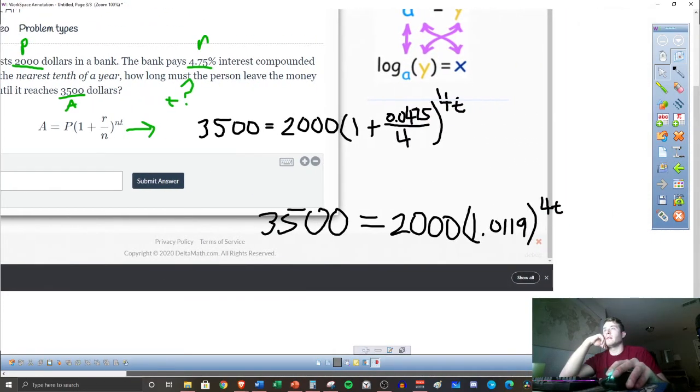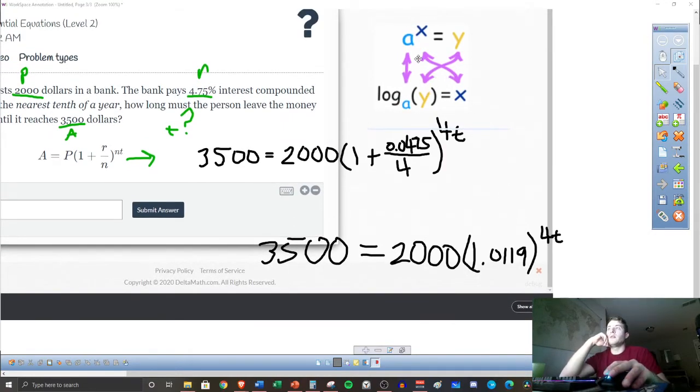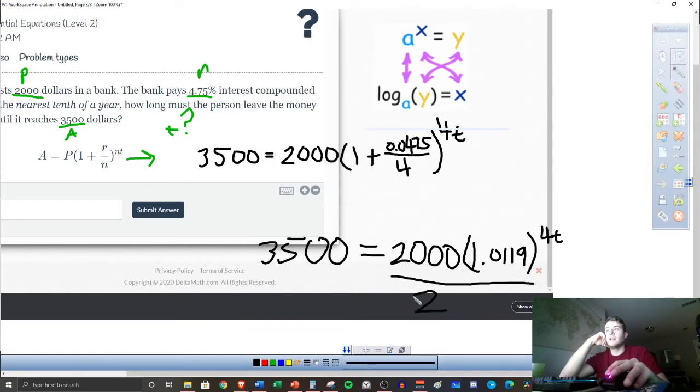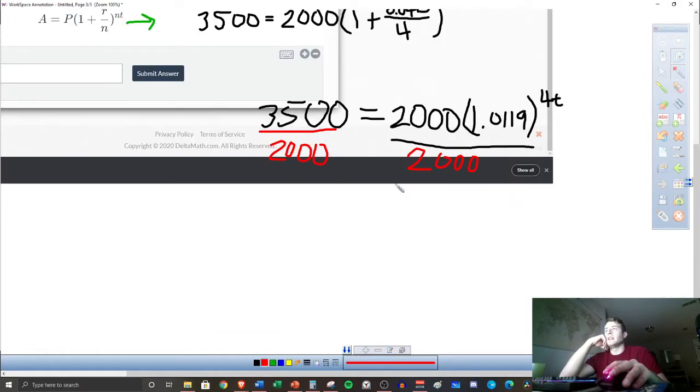So we can convert this. We're not in this form. What do we need to do? Well, we need to get rid of this 2,000 for both sides. It's really hard to see, so let me change that to red. So divide the 2,000 away from both sides. And that's going to get us 1.0119, the 4t.